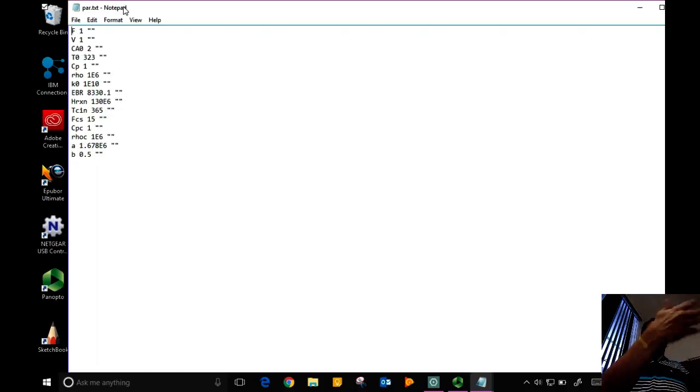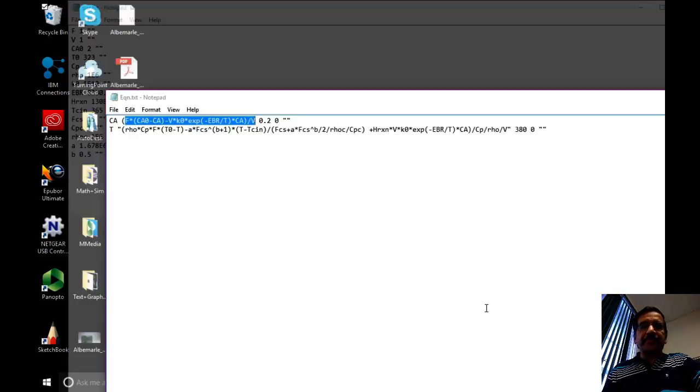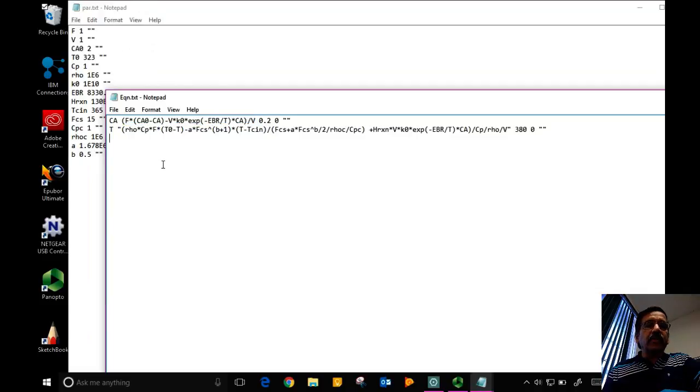You can enter one by one, but it's time consuming in a class, so I just saved it here, and I will show you how you would import that. Okay, and you will notice that in the first equation I don't put them in quotation marks, and then I have, of course, an initial guess and then some comments. In the second one I put them in quotation marks.